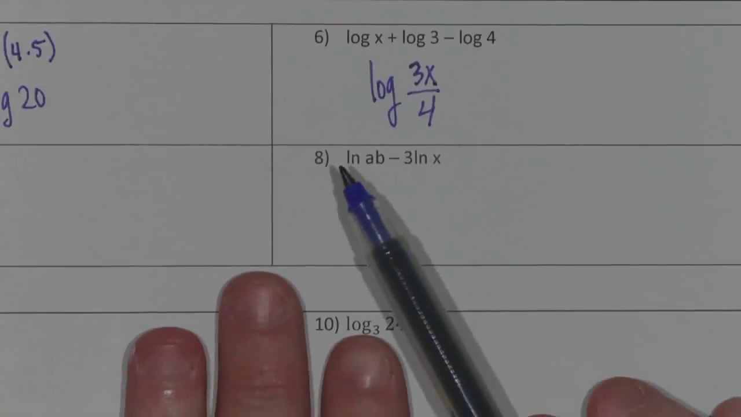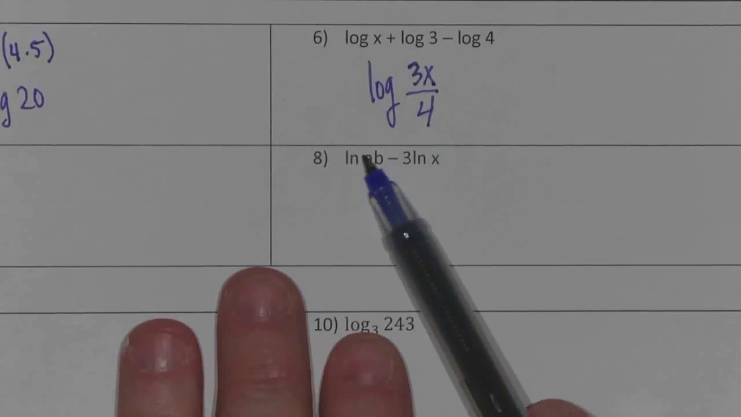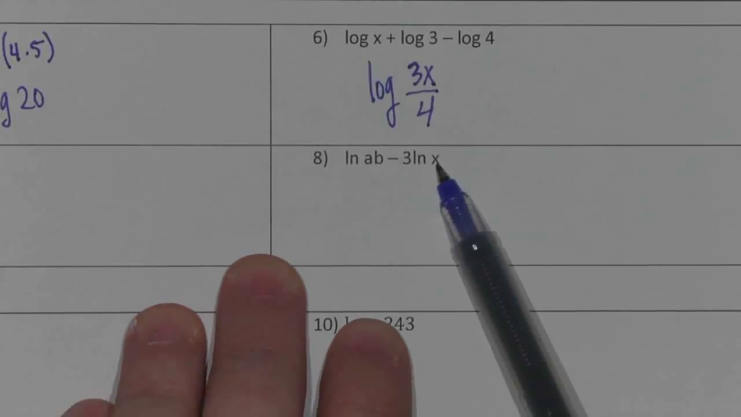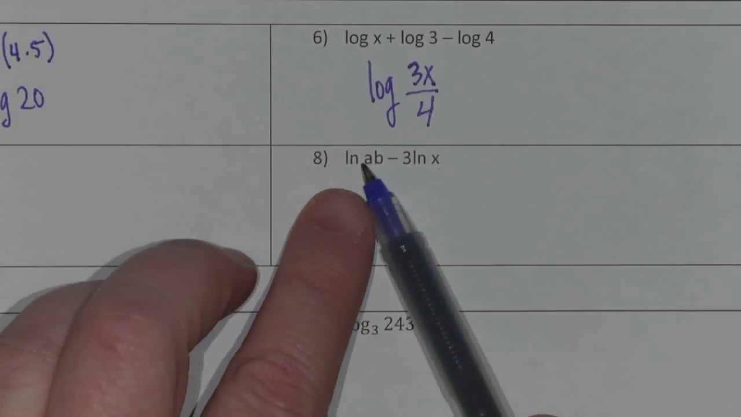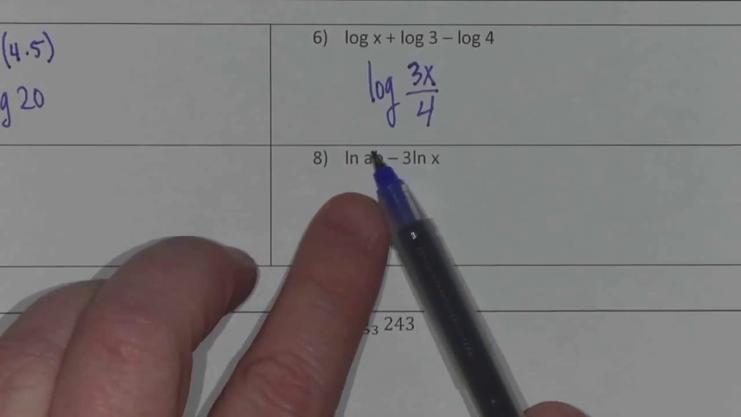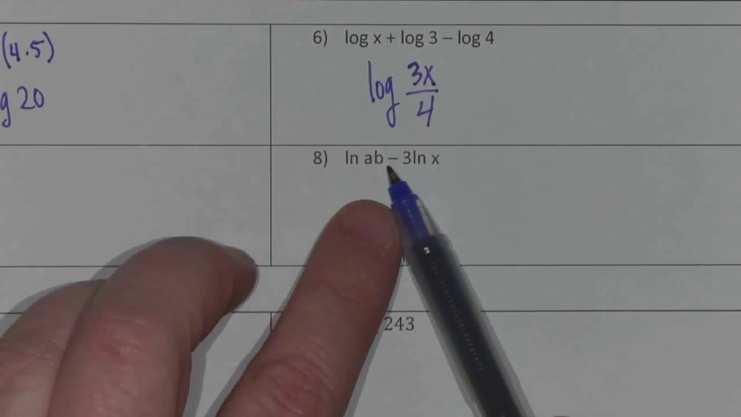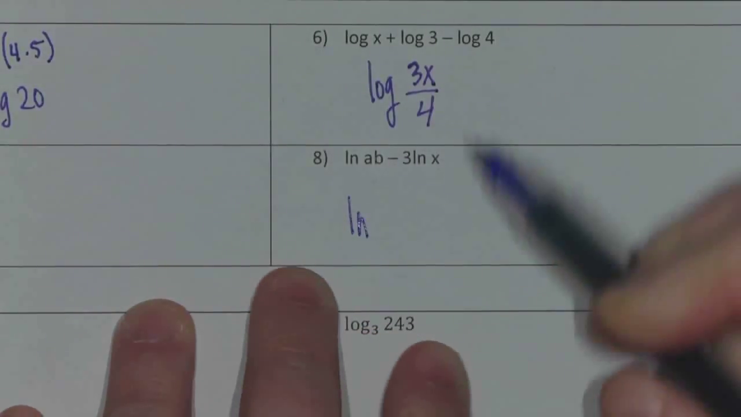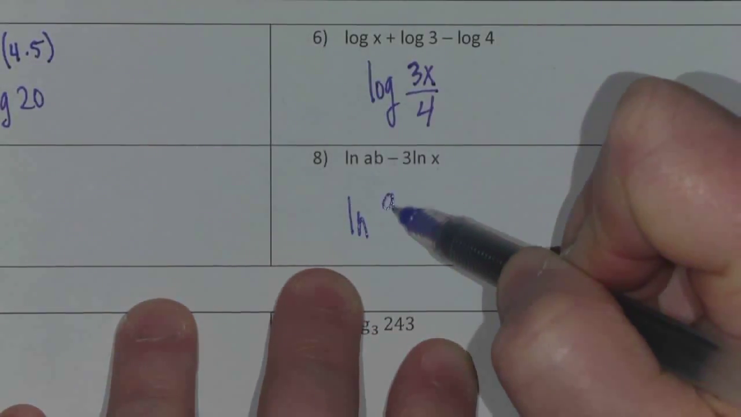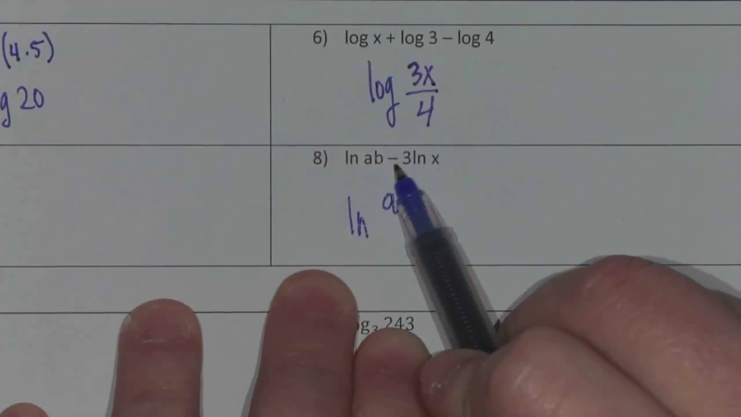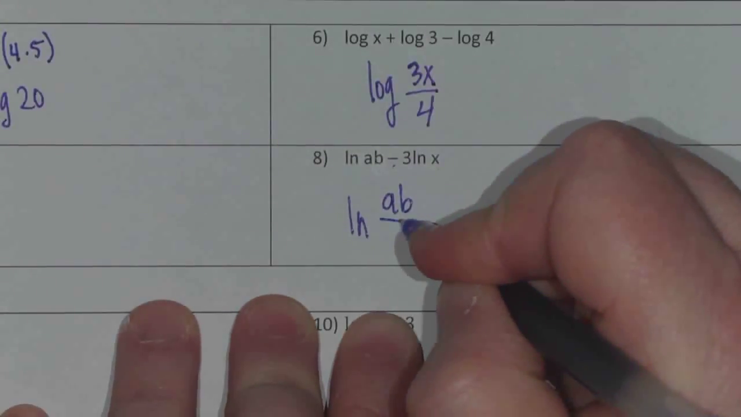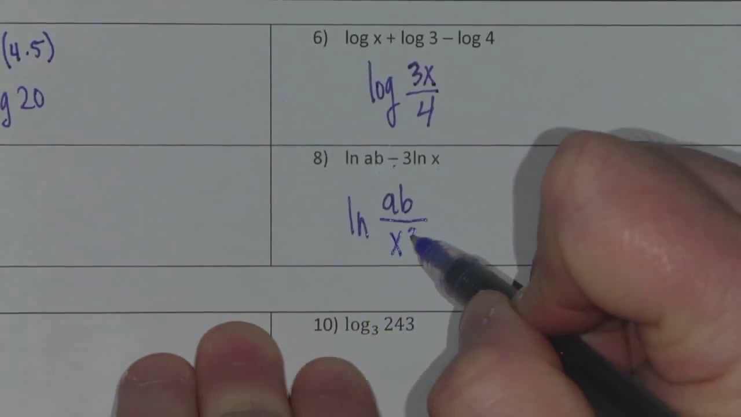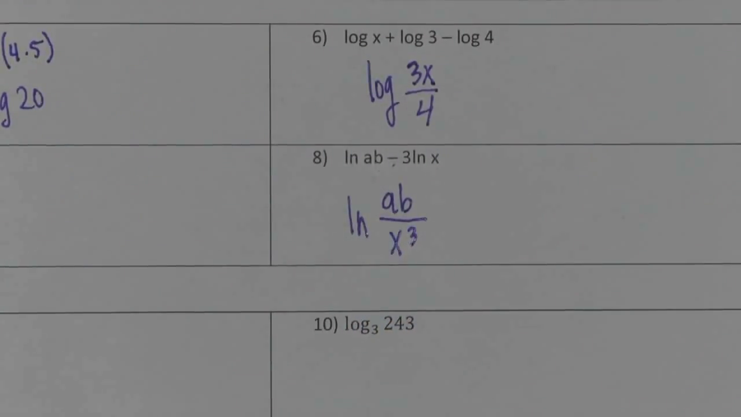Okay, natural log of a times b minus 3 ln of x. We're going condensed. This really could have been expanded further, right? Because this could have been the ln of a plus the ln of b. But it's not expanded further, so we're just going to condense it even more. So the a and the b, they're going to be on the top together. And then on the subtraction, it will be divide. But what goes on the bottom? X to the third. Okay. Questions on that?